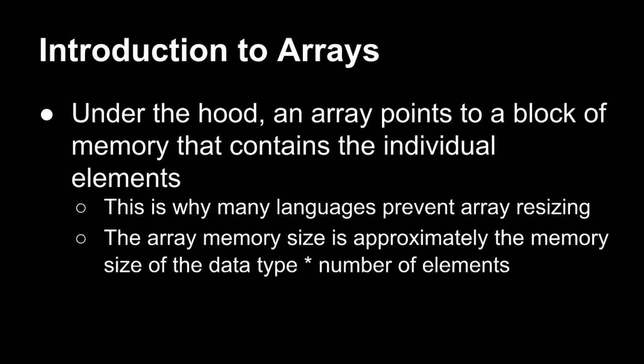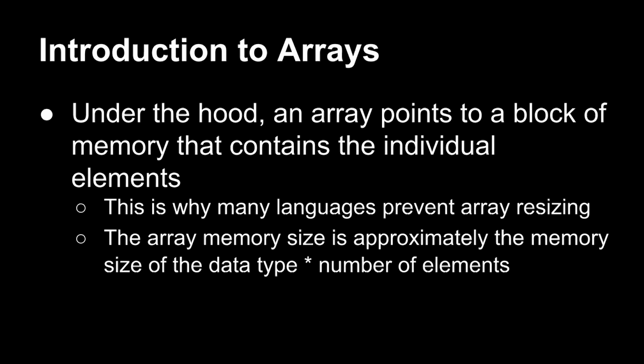So under the hood, an array actually points to a block of memory that contains the individual elements. That's why in many languages you can't resize the array, because when you initialize the array in memory, it creates all of the elements in a contiguous block of memory. Now, in most modern programming languages, that's not something you really need to be concerned with. They're going to abstract that away. They may not be contiguous. They may have linked lists and pointers, but historically, that's how arrays were managed under the hood.